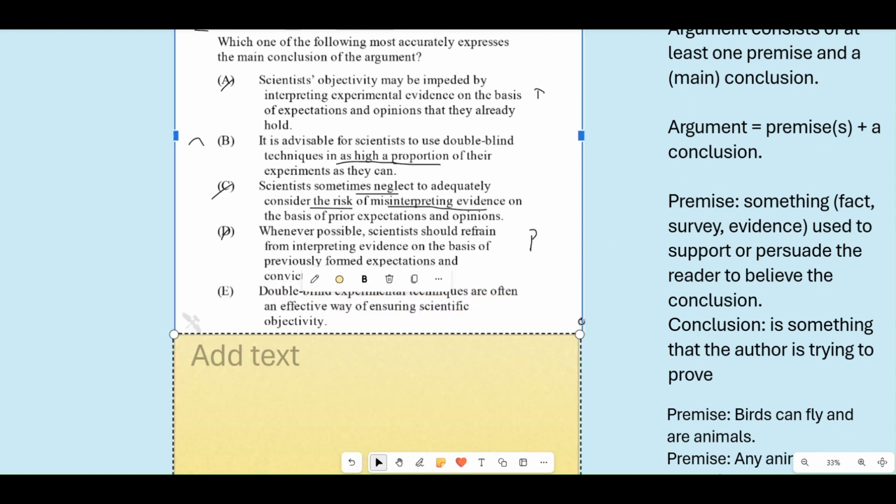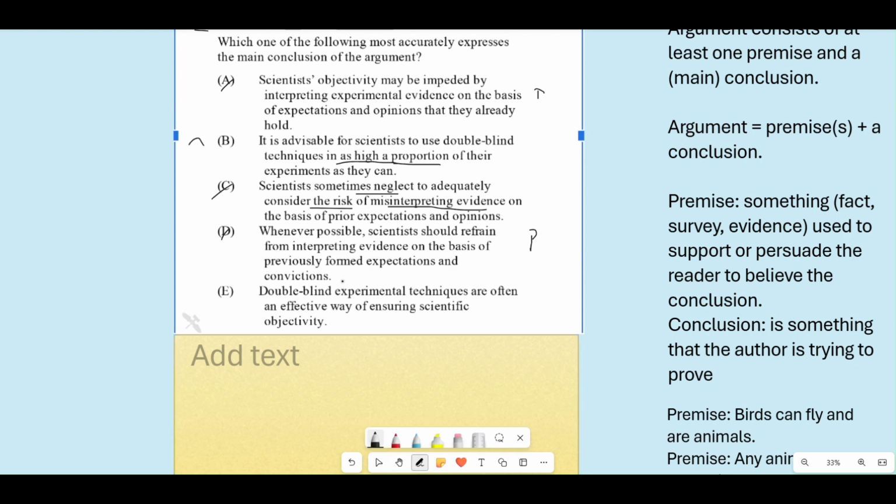E: Double-blind techniques are often an effective way of ensuring scientific objectivity. This seems like a premise. This is really supporting what the author is trying to get at. This really isn't what the author is getting at, that they should be used as often as possible. This is support, which makes it a premise. So this is wrong, which leaves B, which we really like: "in as high a proportion" means whenever possible, and it is the correct answer.